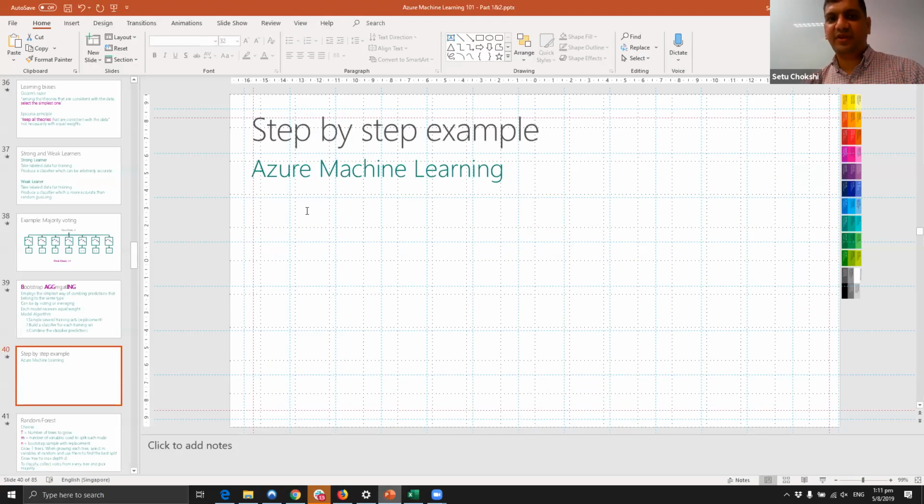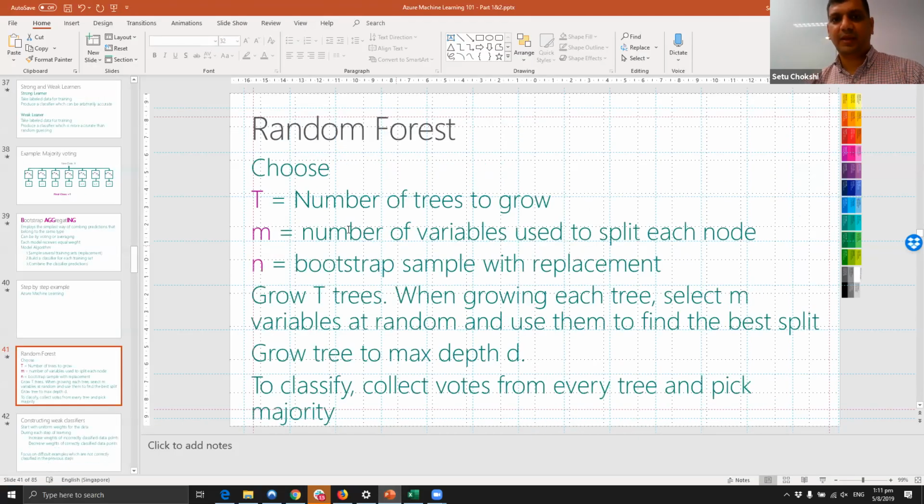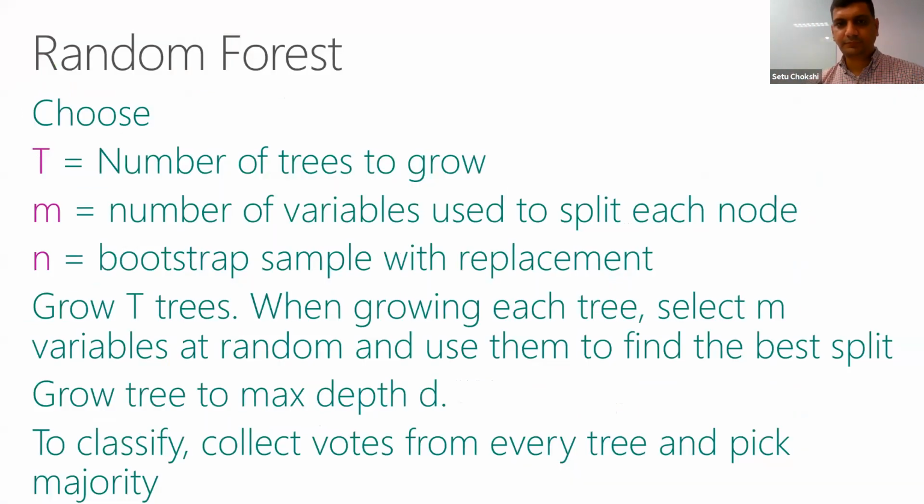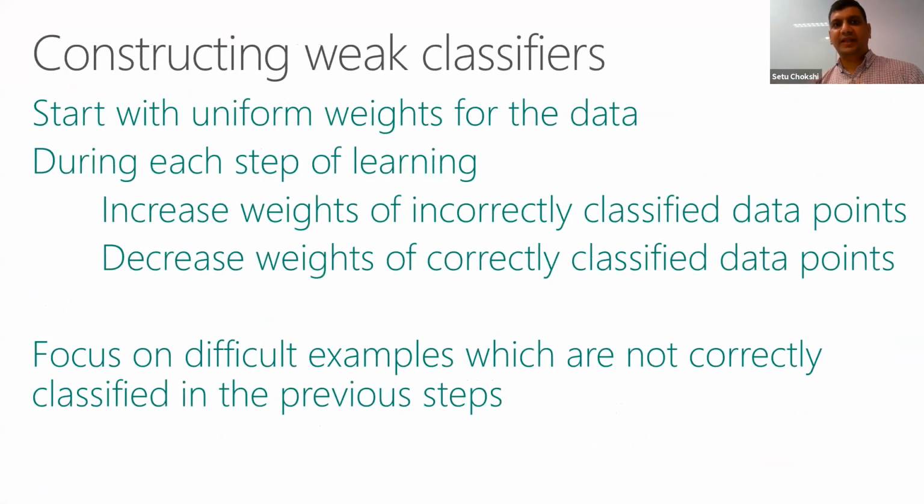So I have the algorithm here: the number of trees to grow, the number of variables to split at each node, and then I can keep increasing or decreasing the weight across each one of them.